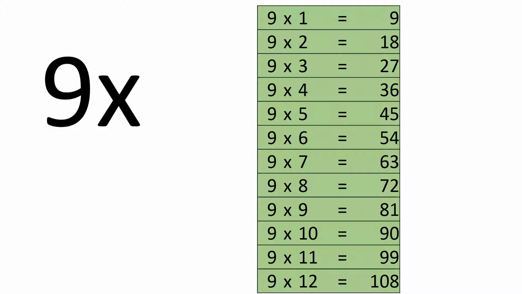9 times 4 is 36. 9 times 5 is 45. 9 times 6 is 54. 9 times 7 is 63. 9 times 8 is 72. 9 times 9 is 81. 9 times 10 is 90. 9 times 11 is 99. And 9 times 12 is 108.